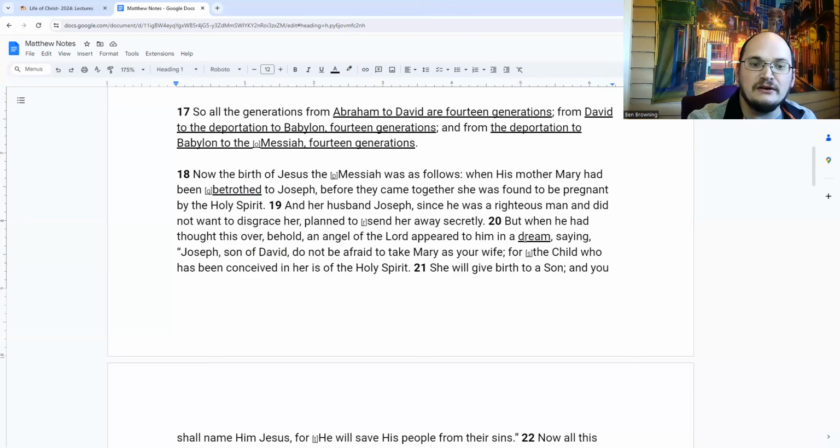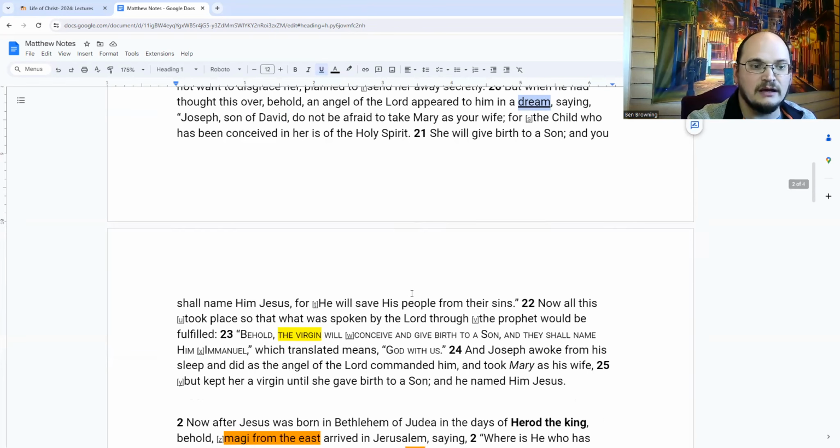Next, I want you to notice the dream. You're going to see this pop up several times in the next two chapters. Dream will pop up a lot. So notice how much God communicates through dreams in this section.